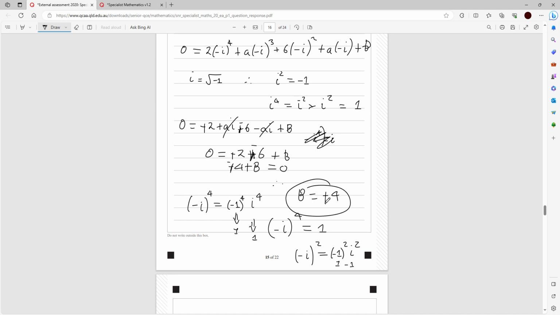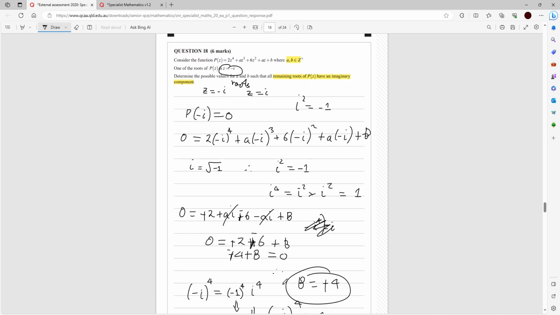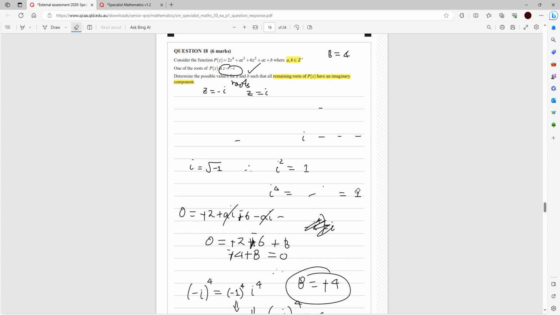Okay, so now I'm just going to rub all this stuff out and put the b is equal to 4 in the corner, because we worked out what b is. And this would be all the working for it. So now we rub this out and we use the rest of the information we have here. Now that I've worked out what b is, I can substitute it into my initial polynomial, and that will help me in this next part.